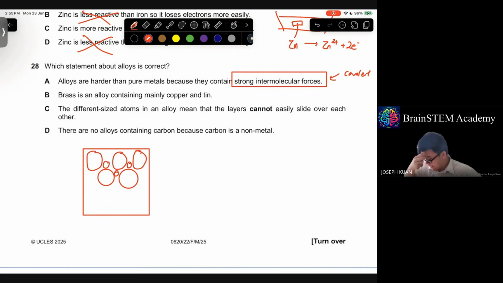Then brass is an alloy containing mainly copper and, basically, not tin. Not tin, it's zinc. The difference in the sizes of atoms in the alloy means that the layers cannot easily slide over each other, as we mentioned earlier. And there are actually alloys that contain carbon. It's steel. Steel contains carbon and iron. So the answer here is C.